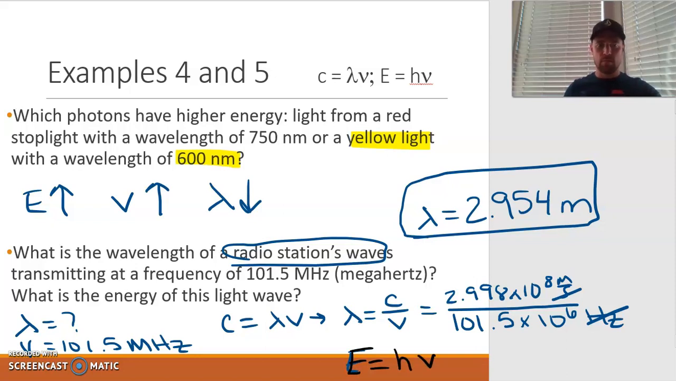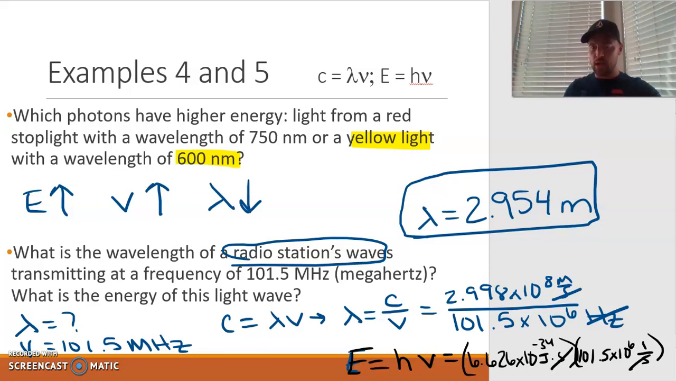And so Planck's constant is 6.626 times 10 to the negative 34th joule seconds. And my frequency was the 101.5. Remember, I have to have it in times 10 to the 6th hertz, or I'll write 1 over second. So you can see that the seconds cancel, and my answer will be in units of joules.